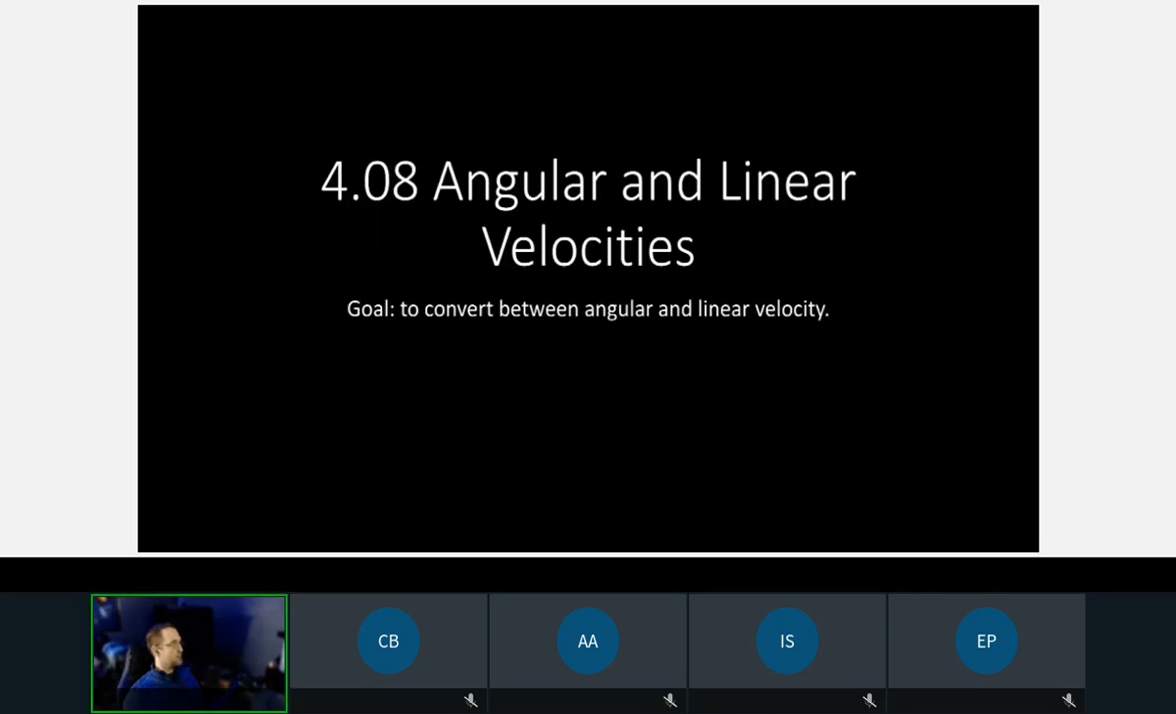Okay, so this is 4.08 angular and linear velocities. This is a 1-day lesson. There's no day 1 or day 2. Well, I guess this is day 1 of 1, right? We're going to convert between angular and linear velocities.